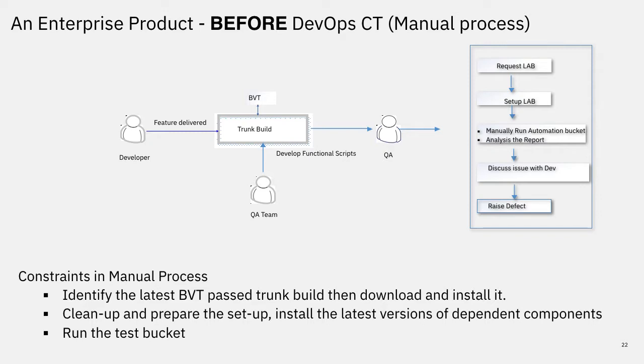Each of the test team members was required to identify which is the latest BVT pass trunk build and then download and install it. It was their responsibility to clean up and prepare the setup, install the latest versions of all dependent components. And running the test bucket was also an individual responsibility. So as you could see, there is a lot of manual intervention in this whole process.